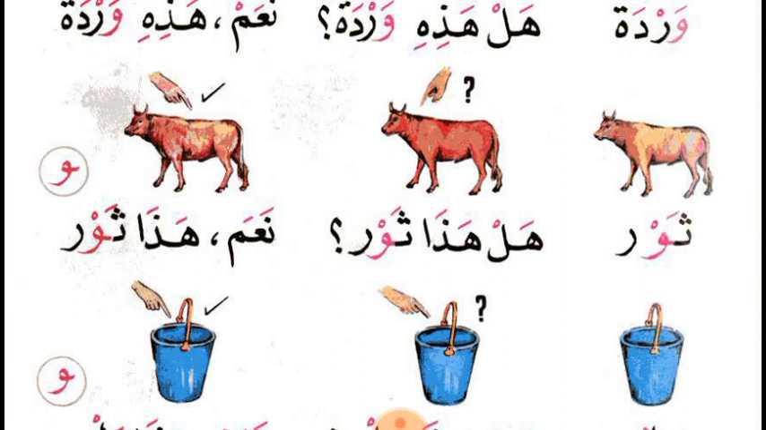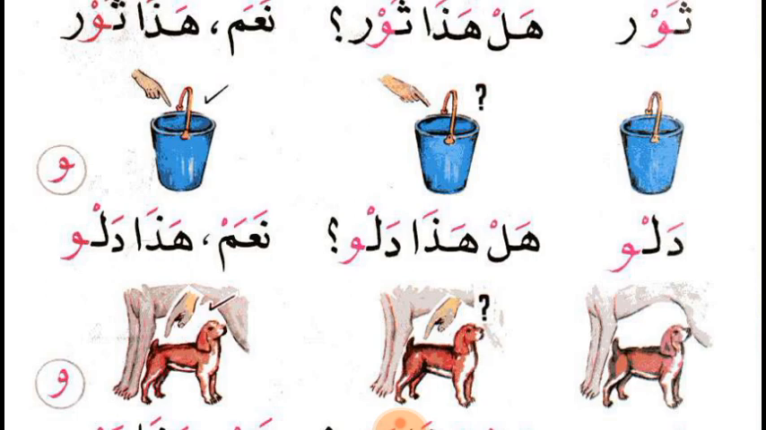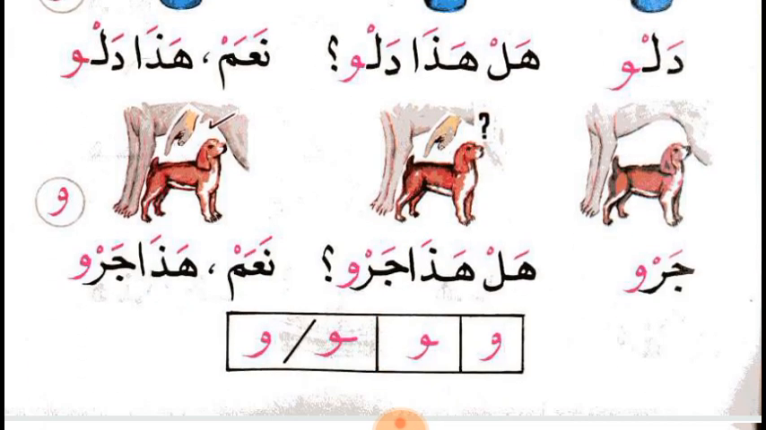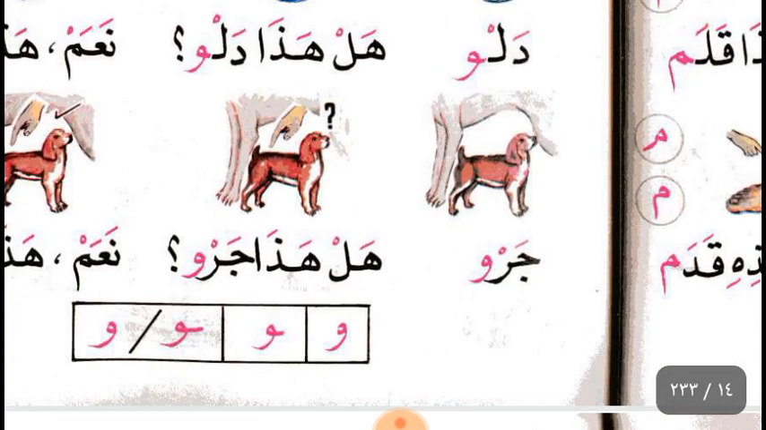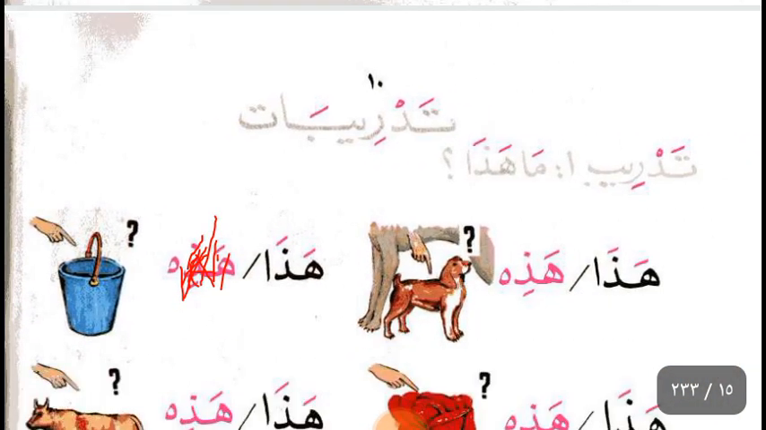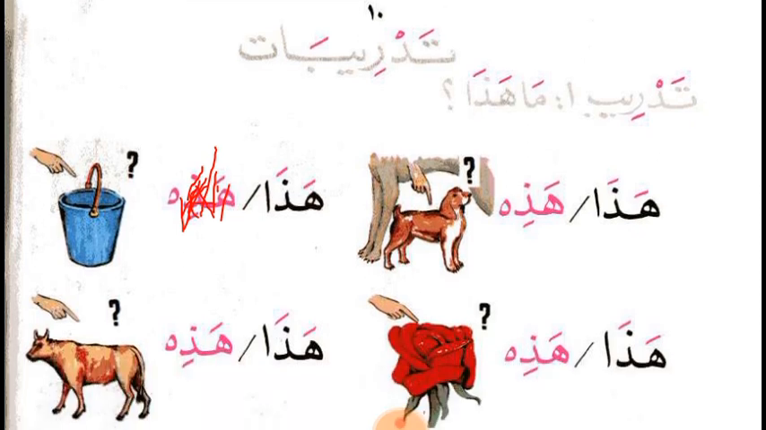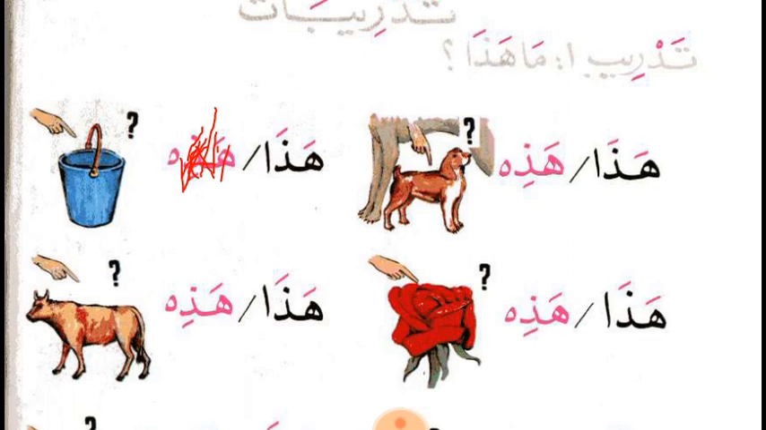ثور. هل هذا ثور؟ نعم هذا ثور. دلو. Al haza dalwun? Naam. Haza dalwun. Then jarun. Al haza jarun? Naam. Haza jarun. Good. Jarun means puppy. Okay. So then we have tadribat, meaning exercises. Tadrib al awwal, ma haza, what is it? So you have pictures; for masculine pictures you will say haza jaru, and for feminine pictures you will use hazihi. So start telling me about all these pictures.